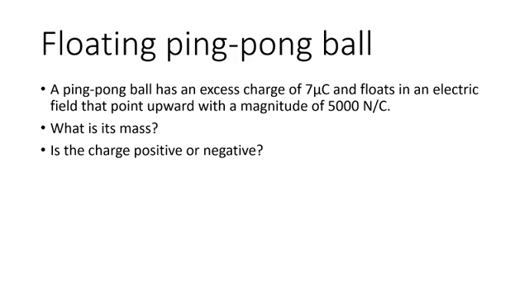So imagine you have a ping pong ball, and it has an extra 7 microcoulombs of charge, and you put it in a region that has an electric field with an upward direction and a magnitude of 5,000 newtons per coulomb. So in that region, you have that upward electric field, and then you put that 7 microcoulomb charge onto that ping pong ball, and it causes it to float. So the questions are, what is its mass, and is the charge positive or negative?